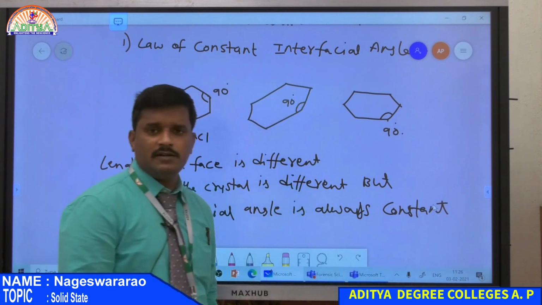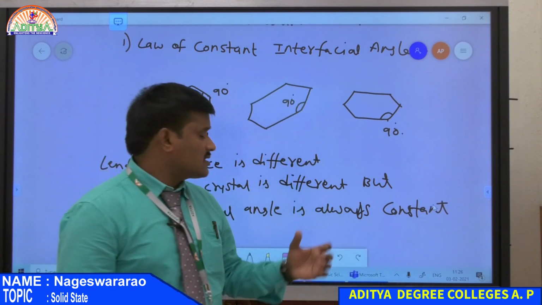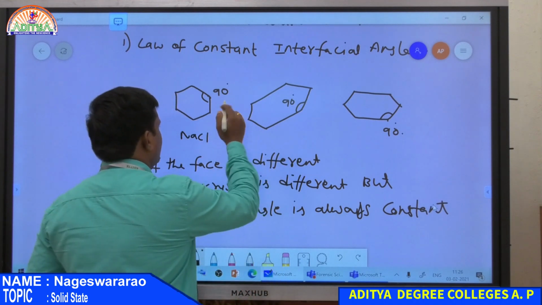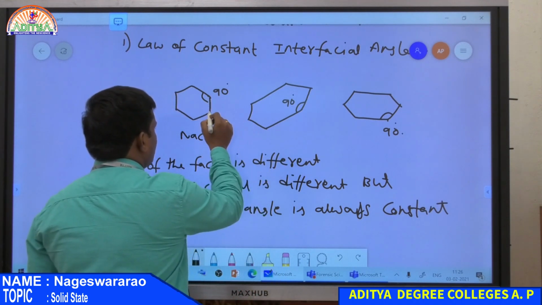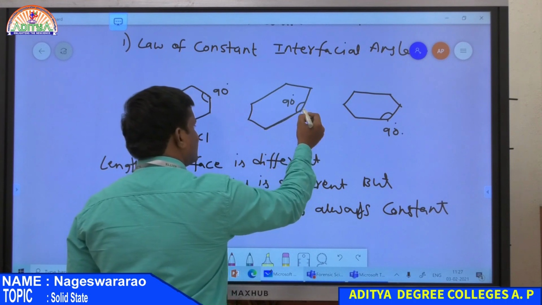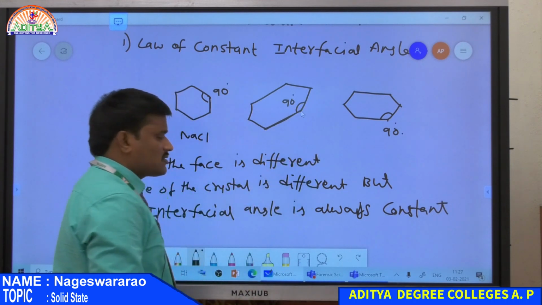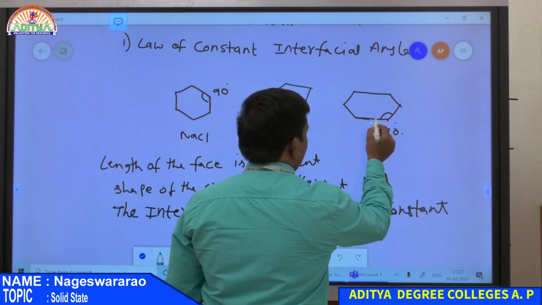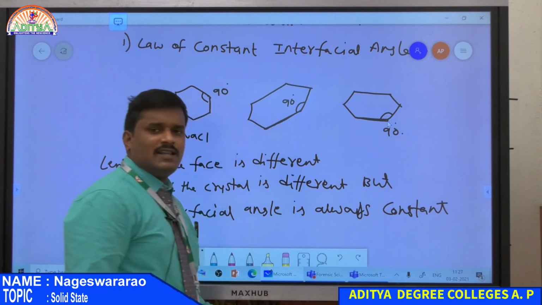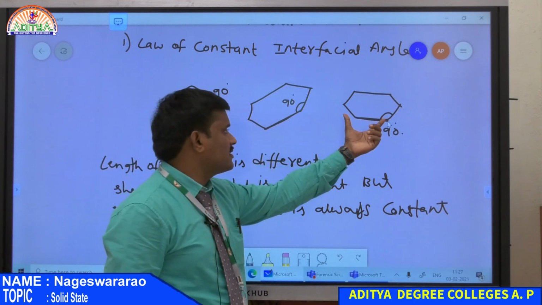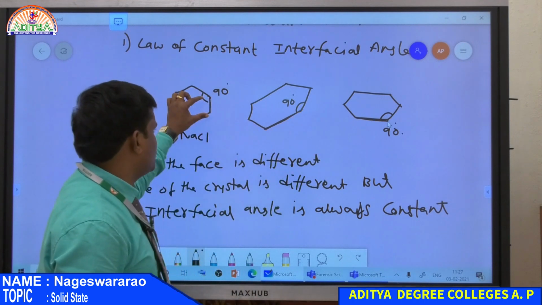So what is the statement? Whether the structure of the crystal may be different or the length of the face, here it is having a small length, whereas in this case it is having a large length. So the length of the face may vary with respect to structure, and here also it is having a different length. So it means NaCl has faces of different length values. Here it is small, here it is large, and here it is very small.